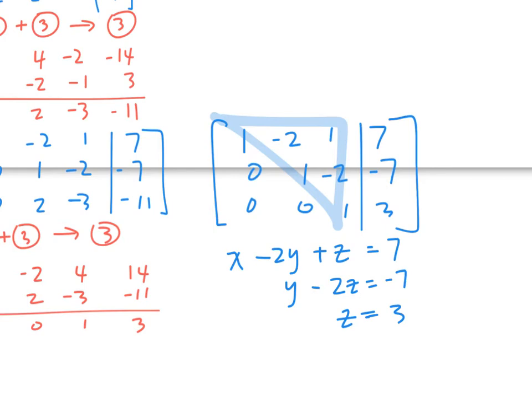Okay, so then you take this 3, put it back into the second equation. So 3 times this -2 is -6. Add it to the right, so y is -1. Are you guys with me? Yeah. Okay, and then take 3 and -1, put it back into the first equation. So z is 3, y is -1, that makes 5. So subtract 5, x is 2. Good?